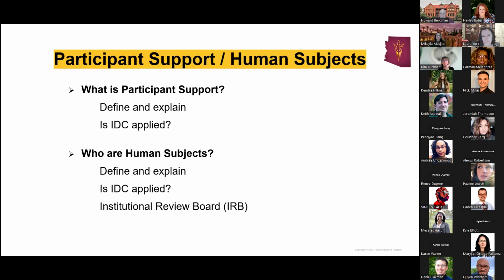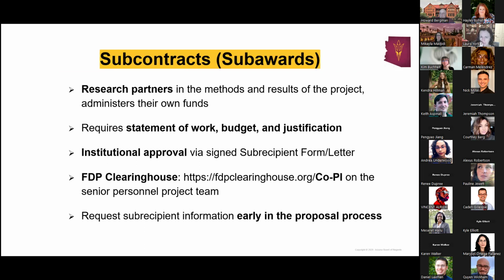And be careful, it always happens with that word participants, because researchers will always use the word participant when they may be referring to human subjects, and we try to let them know that it means two completely different things when you're talking to your research administrator. So just keep that in mind. And we're going to move on to subcontracts, and back to Michaela.